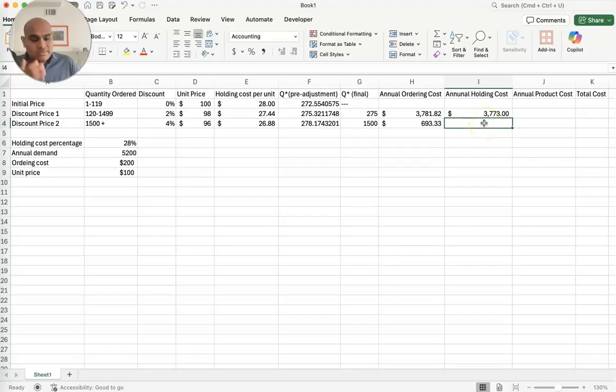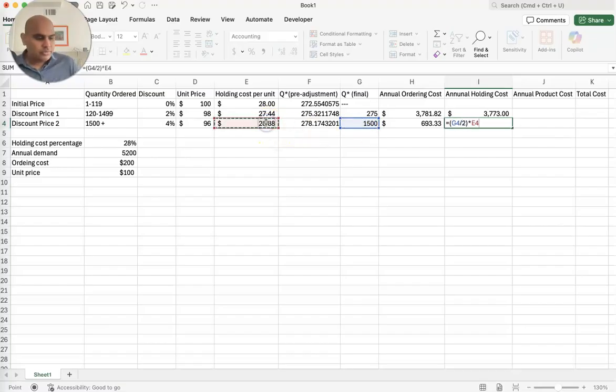Now let's look at the holding cost in this case. So the holding cost in this case will be again Q over 2. So in this case, Q is 1500. So 1500 over 2 times H, that's my holding cost, right?